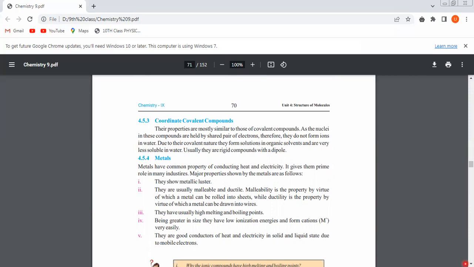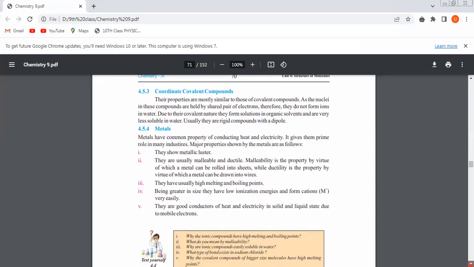Metals. Metals have the common property of conducting heat and electricity. It gives them a prime role in many industries. Major properties shown by metals are as follows. They show metallic luster. They are usually malleable and ductile. Malleability is the property by virtue of which a metal can be rolled into sheets, while ductility is the property by virtue of which a metal can be drawn into wires. They have usually high melting and boiling points. Being greater in size, they have low ionization energy and form cations very easily. They are good conductors of heat and electricity in solid and liquid states due to mobile electrons.